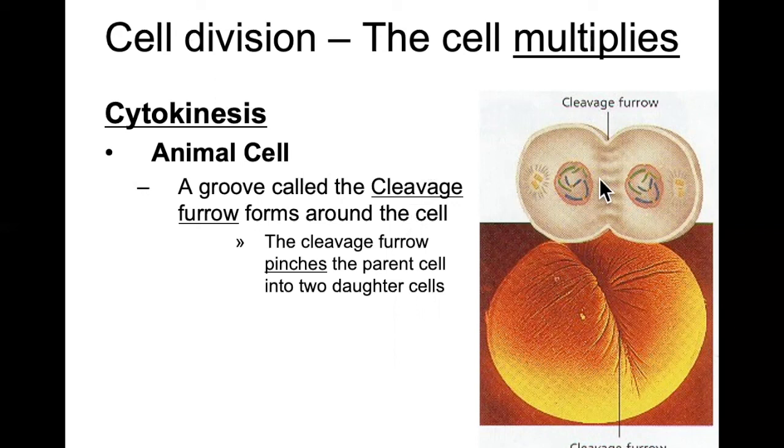Animal cells are going to create something we call a cleavage furrow, where the membrane pinches inward and the DNA is going to go on one side and this DNA is going to go on the other side, and we end up with two cells.